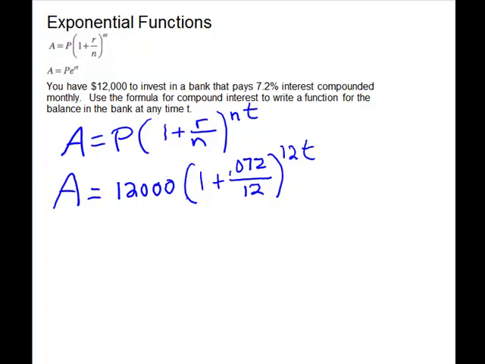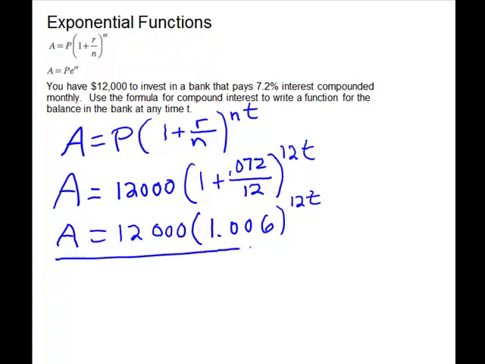So we want to work out the value that's in the parentheses. Put it in your calculator, 0.072 divided by 12 plus 1, and I get for that 1.006 to the 12t times 12,000. So that is our general formula, and then we could use that for different values of t. Just a couple of quick examples.